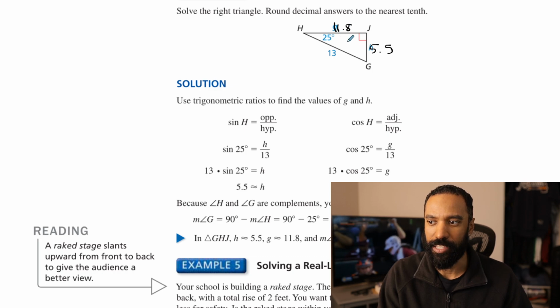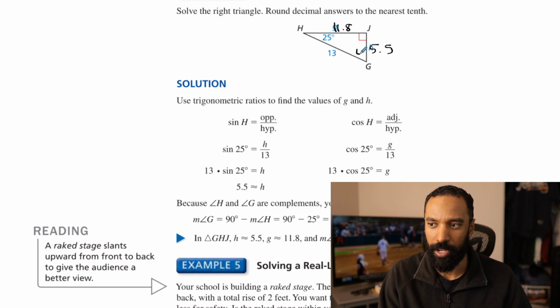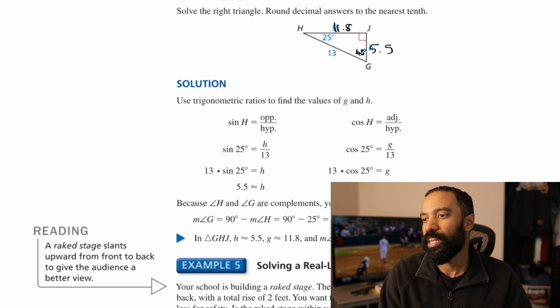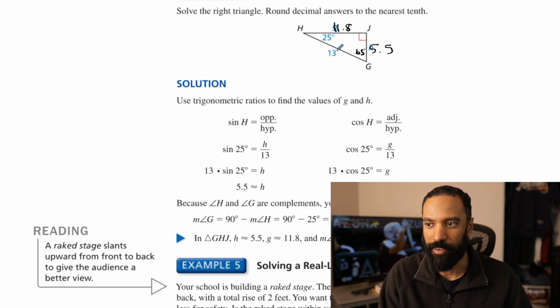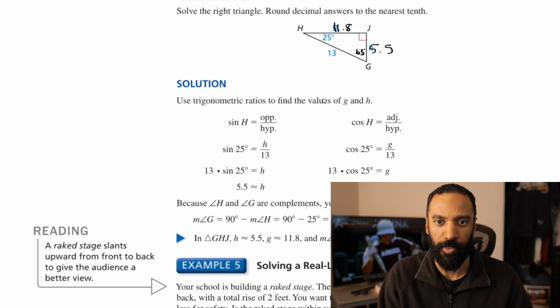Now, we still have to find this other angle measure. You have to solve the entire triangle. This will be 65 degrees because it's 90 minus 25. If you wanted to solve that first, then you have a lot of outlets in how you can find this. You can use sine of 65 to find g. You can take cosine of 65 to find h. A lot of outlets, but we have solved the triangle.